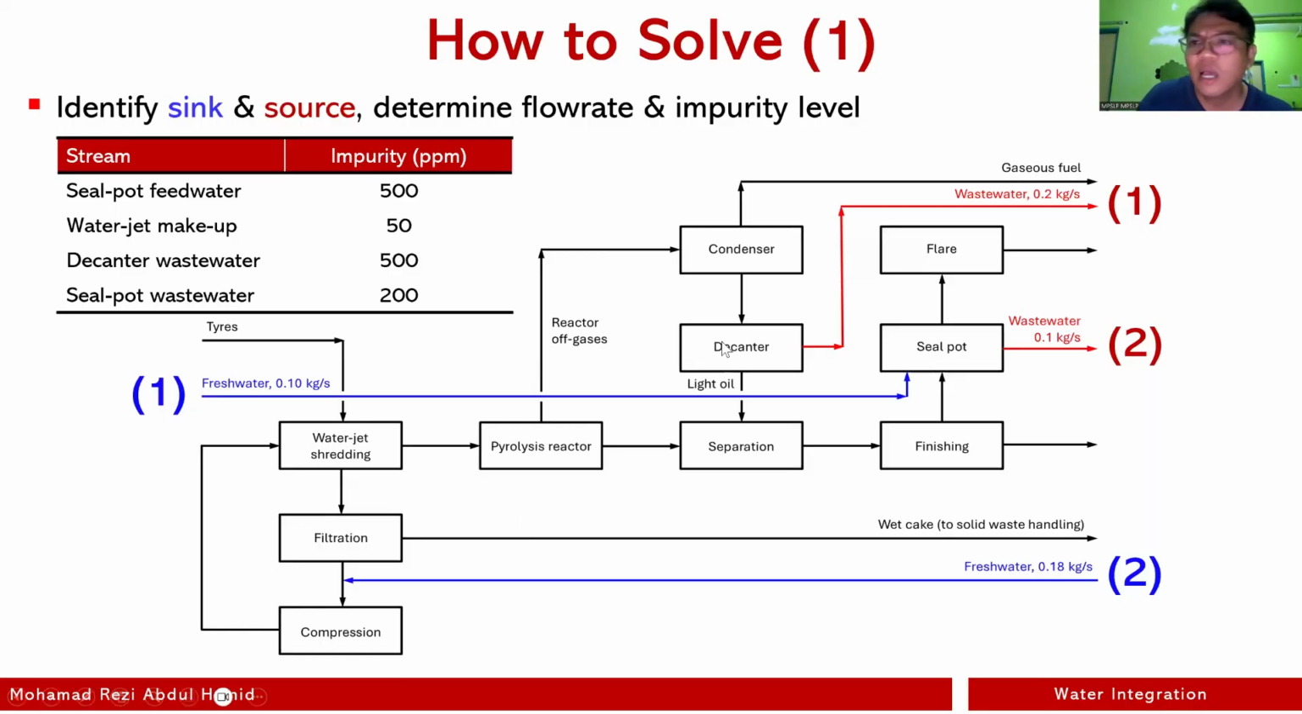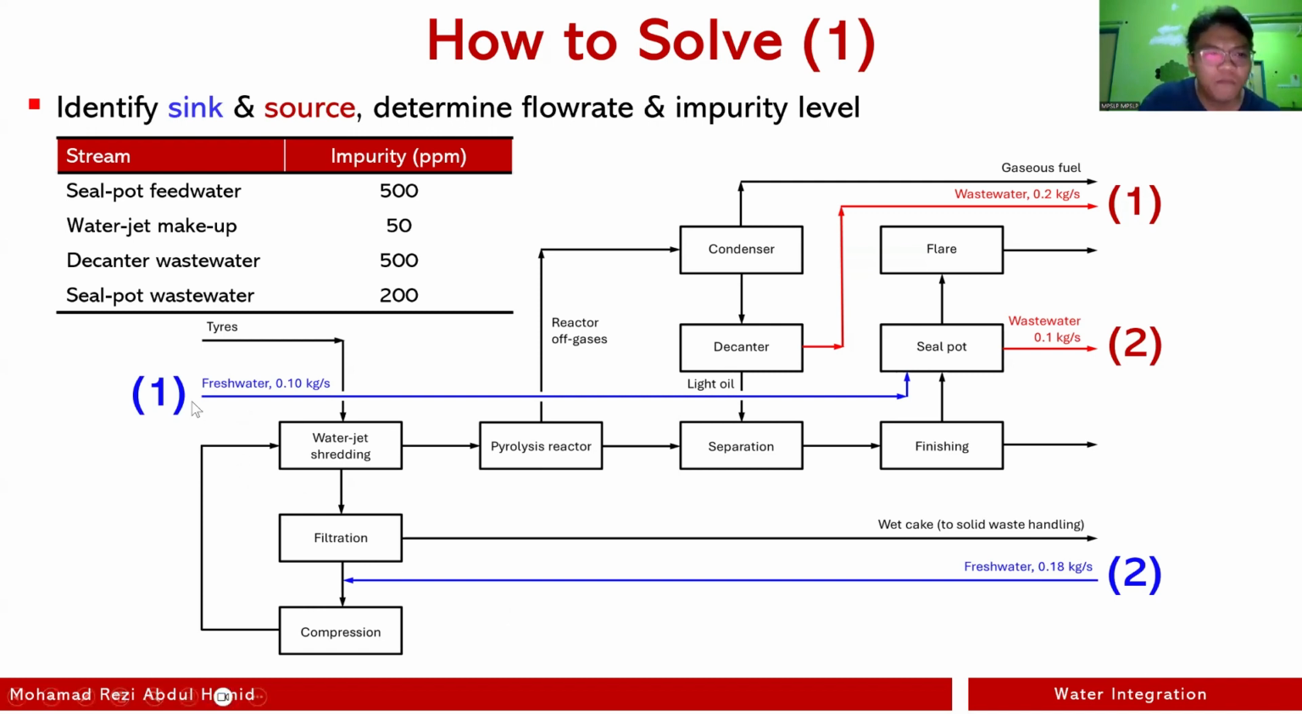Now, in here, how do we solve this whole thing? Okay, first things first, step one: you need to identify your sink and source, and then you also need to determine their flow rate as well as impurity level. Now, a sink here, as I mentioned earlier, is basically an inlet, going into the process stream.